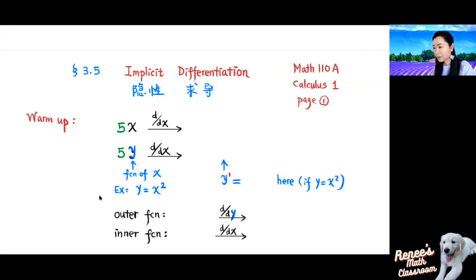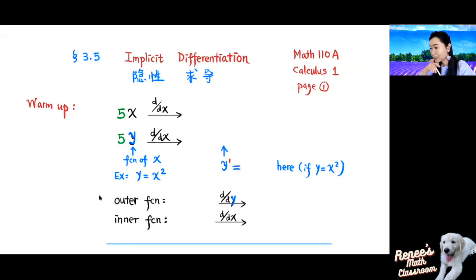So for 3.5, we're going to talk about implicit differentiation. In Chinese, we call that 隐性求导. How does the name come about? You're going to see. I'm going to explain that to you later on. Let's do some exercises to warm this up, so then you understand this better.